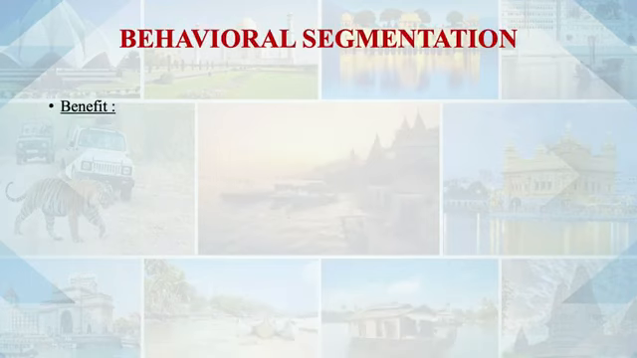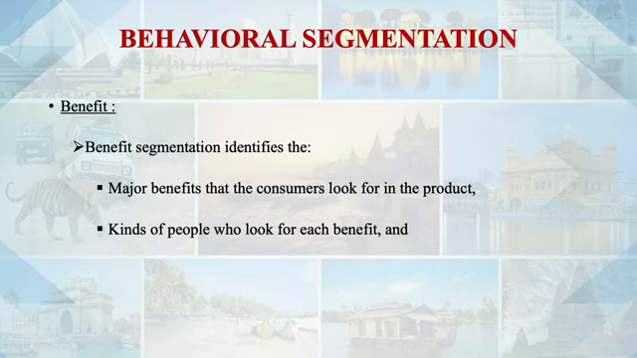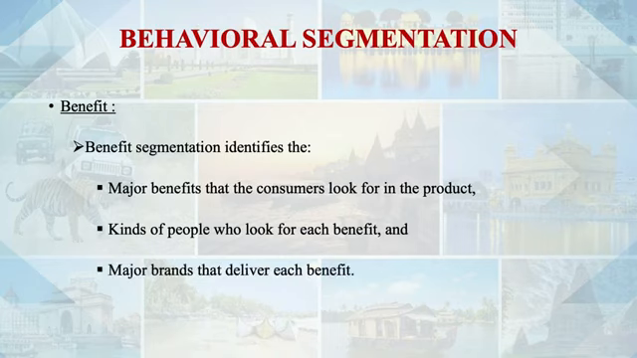Then another basis is benefit. Benefit segmentation identifies major benefits that the consumer looks for in the product, the kind of people who look for each benefit, or major brands that deliver these benefits. And a product, as you know, is made up of three core benefit segments. One is the quality buyers. Here the quality buyer is more concerned with the product image and not with the cost.